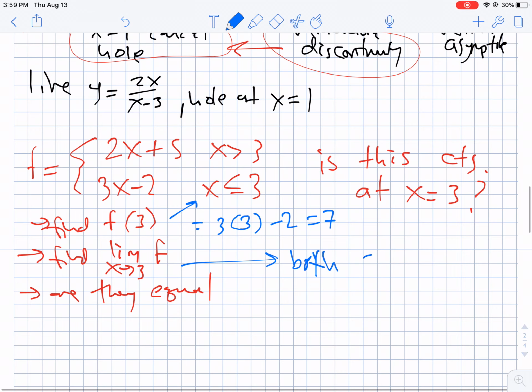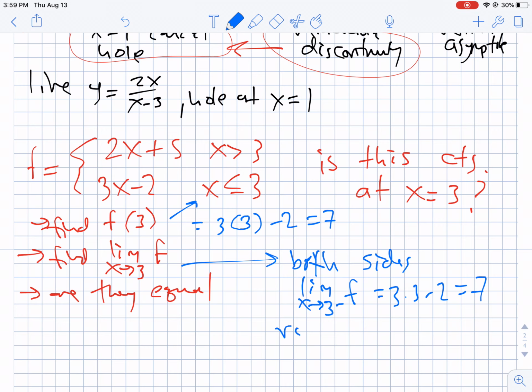So as we take the limit as x approaches 3 from the left side, that's less than 3, we get the same thing, right? We get 3 times 3 minus 2, which is 7. If we take the limit from the right side, the limit as x goes to 3 from the positive side, though, we see the other one. So that's 2 times 3 plus 5, which is equal to 11.